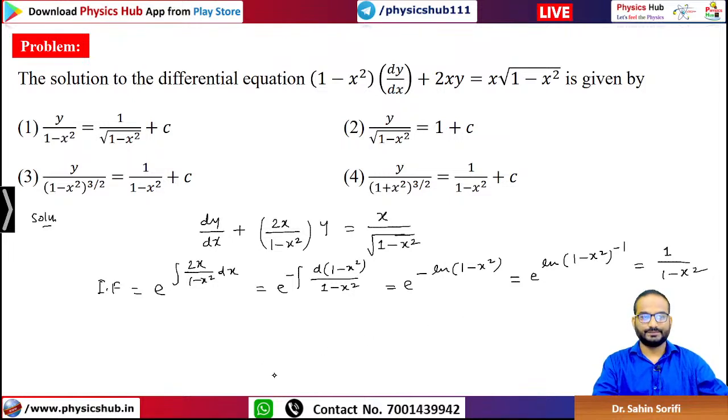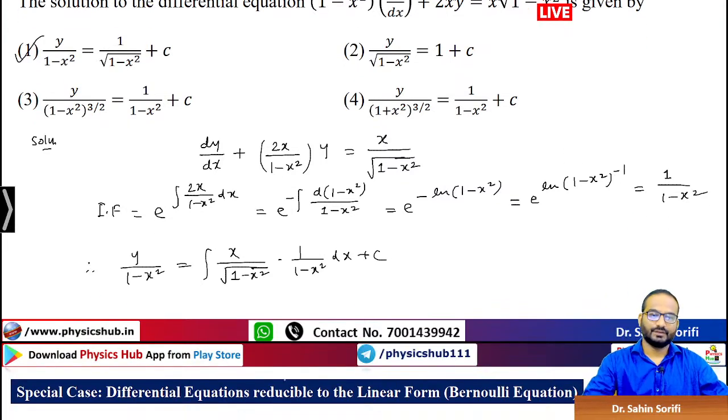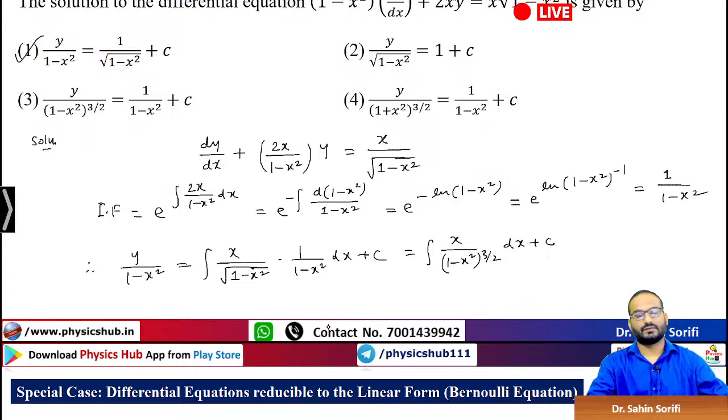Option A you are getting? Yes, option A will be the answer. So I think you have understood this simple technique. We have also solved a couple of problems. This is equals to integration x by (1 minus x square) to the power 3 by 2 dx plus c.